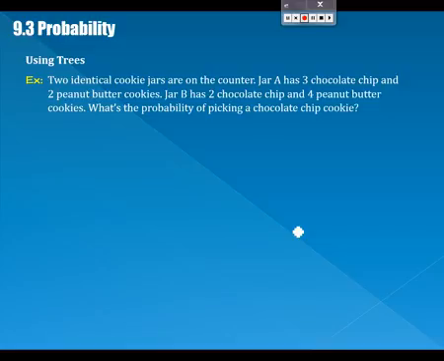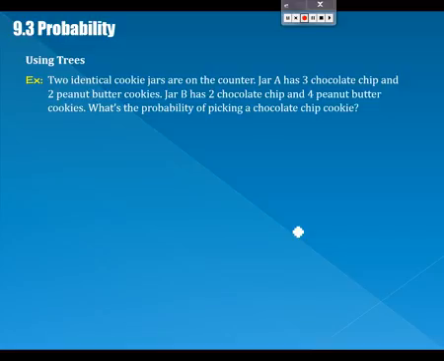So stand by. We've got 2 identical cookie jars. Imagine that they're opaque and dark inside. We're basically just going to flip a coin and pick one. They're not labeled, I'm just picking blindly from one of the 2. Jar A has 3 chocolate chip cookies and 2 peanut butter. Jar B has 2 chocolate chip and 4 peanut butter. All right, so you can see the stakes are high.